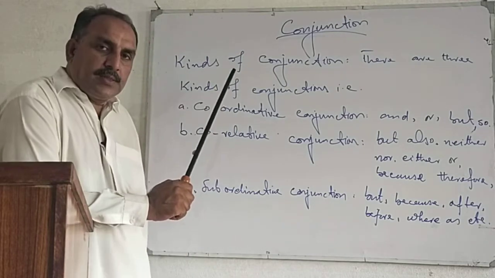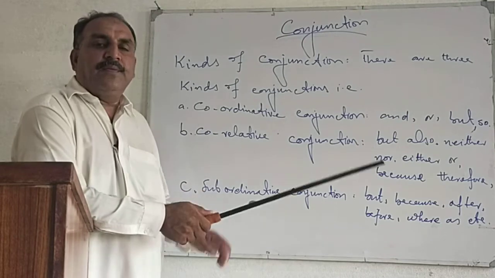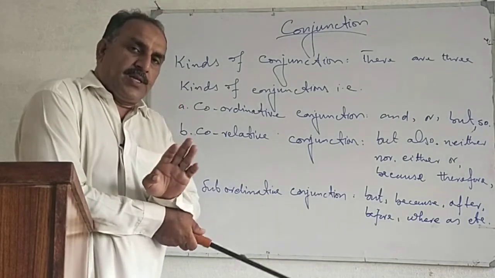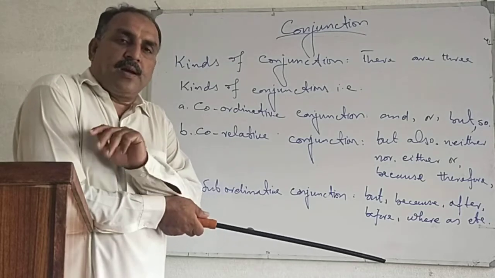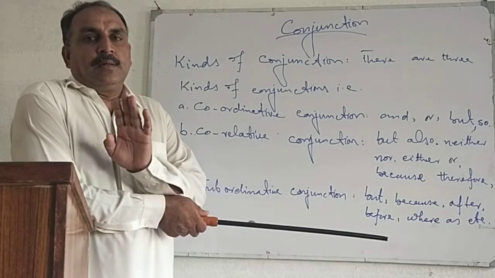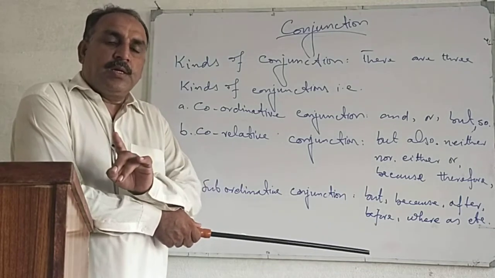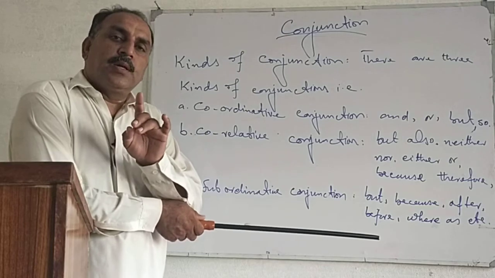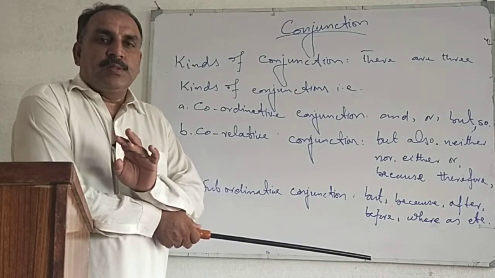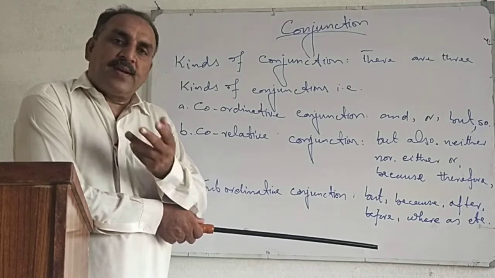Well, gentlemen, kinds of conjunction. We have three kinds of conjunction. This categorization of conjunction into three groups is for the sake of understanding. Means, it is not necessary that one conjunction will be used in one place only in a sentence. This may be used in two places in different categories.